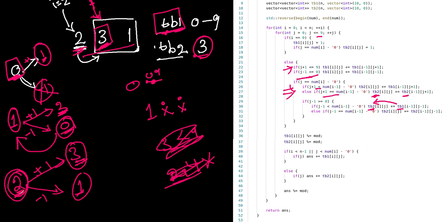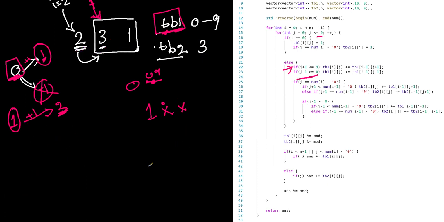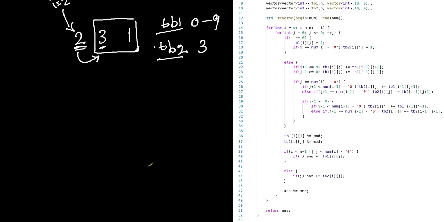we are calculating the result for TB2, but we use TB1 to do that because the current value is 2 and this is 1. No matter what the value is, if it's between 0 and 9, it should be valid. So this is why we use TB1 here. Let's see how this works.